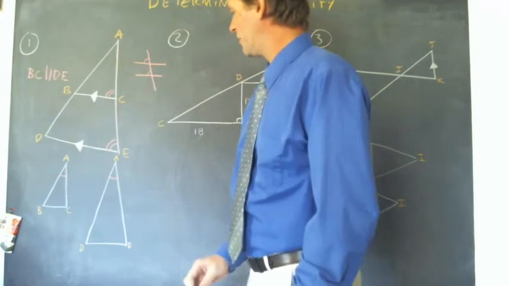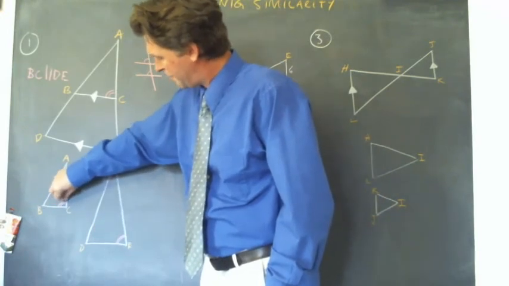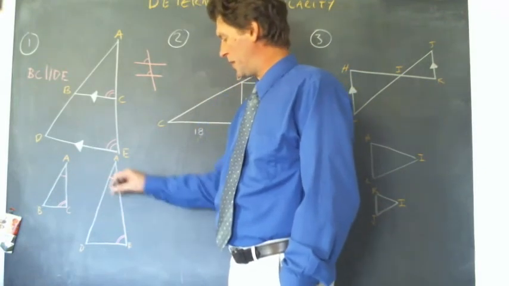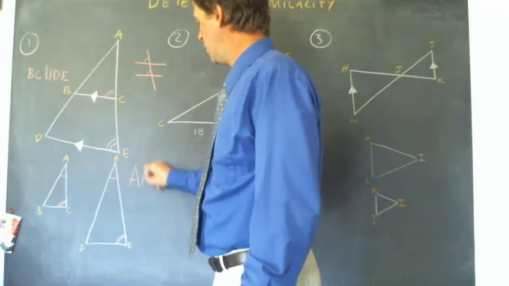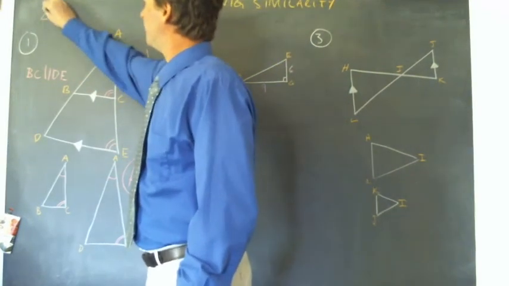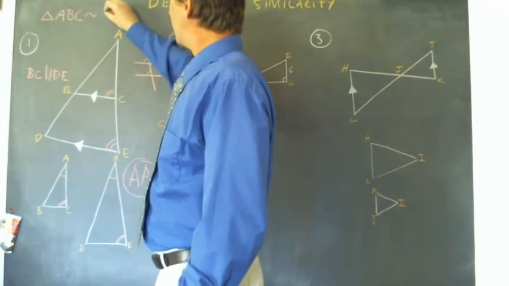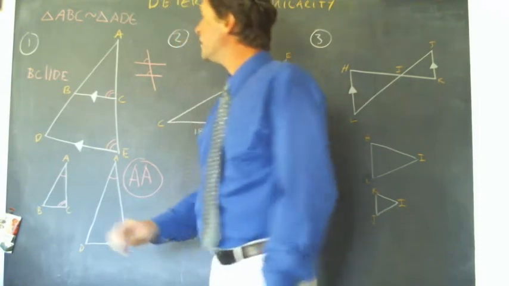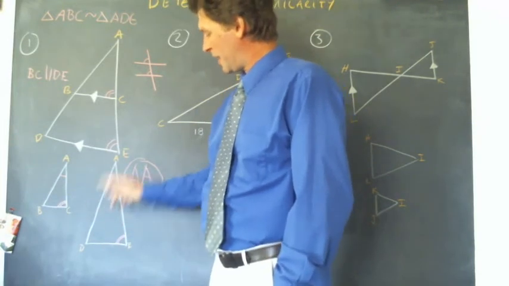Just like these two. So that means that angle E and angle C correspond and are congruent. If two angles of a triangle are congruent to two angles of another triangle, we know the triangles are similar by angle-angle. We're going to write our similarity statement. Triangle ABC is similar to triangle ADE. Similarity statement based on the two angles of triangle ABC being congruent to two angles of ADE.